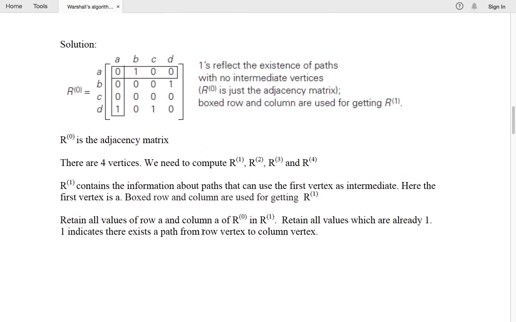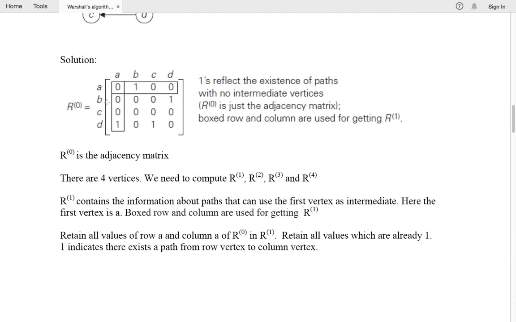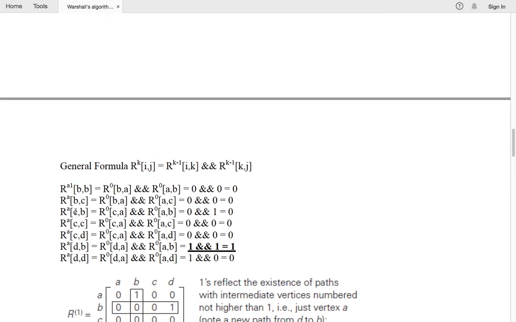AB is 1 here. So I've made a mistake here. It should have been AB is 1. So 0 and 1 anyways is 0. Similarly, what is BC? Through A. So B to A to C. It's just that retain B, add A, B to A and then A to C. So go back here. B to A is 0, A to C is 0. So 0 and 0 is 0.